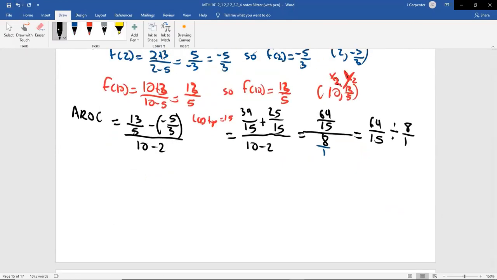So this average rate of change becomes 64 over 15, I'll use color to show the change, times 1 over 8. And the 8 and the 64 can reduce. 8 will go into 8 once, and into 64 8 times, giving us an answer of 8/15. That is the average slope between those two lines. Again, I know this is a little more of a pain because of the fraction math, but you are expected to be able to handle fraction math.